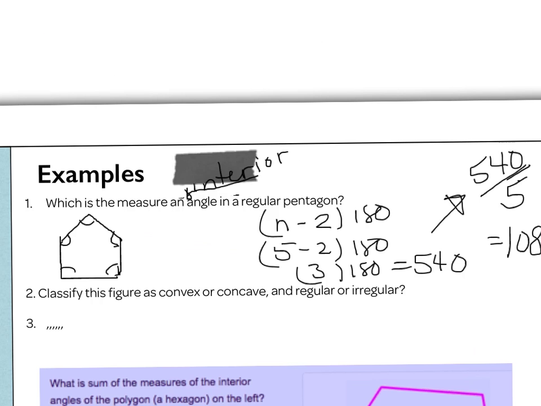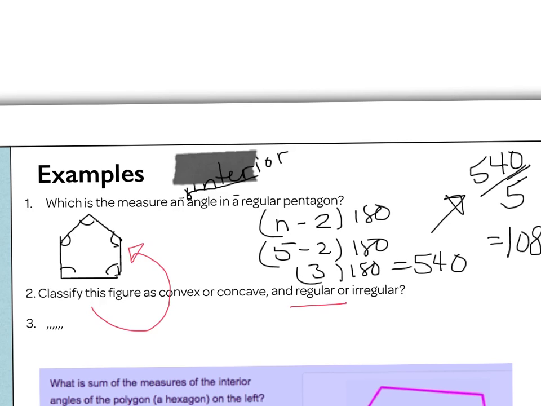Number 2 says, classify this figure as convex or concave and regular or irregular. And we're talking about the figure from example number 1, okay? Meaning you should have drawn it. Yes, you should have, okay? We know that this is going to be regular. Why? Because all the angles are the same, and we were told it's regular.